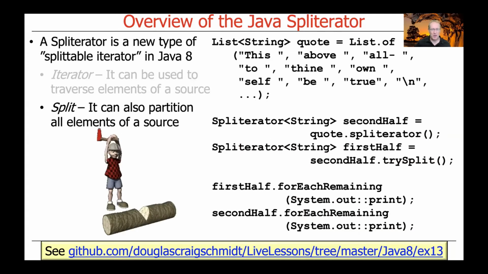The other capability that a spliterator gives you, because it's a spliterator, not just an iterator, is the ability to split. And what that basically means is it can be used to partition all the elements of a source. This example is also illustrated in the EX13 example in my GitHub repository, although the way it's shown there is not the most interesting way. We'll talk in a second about the most interesting way these things get used.